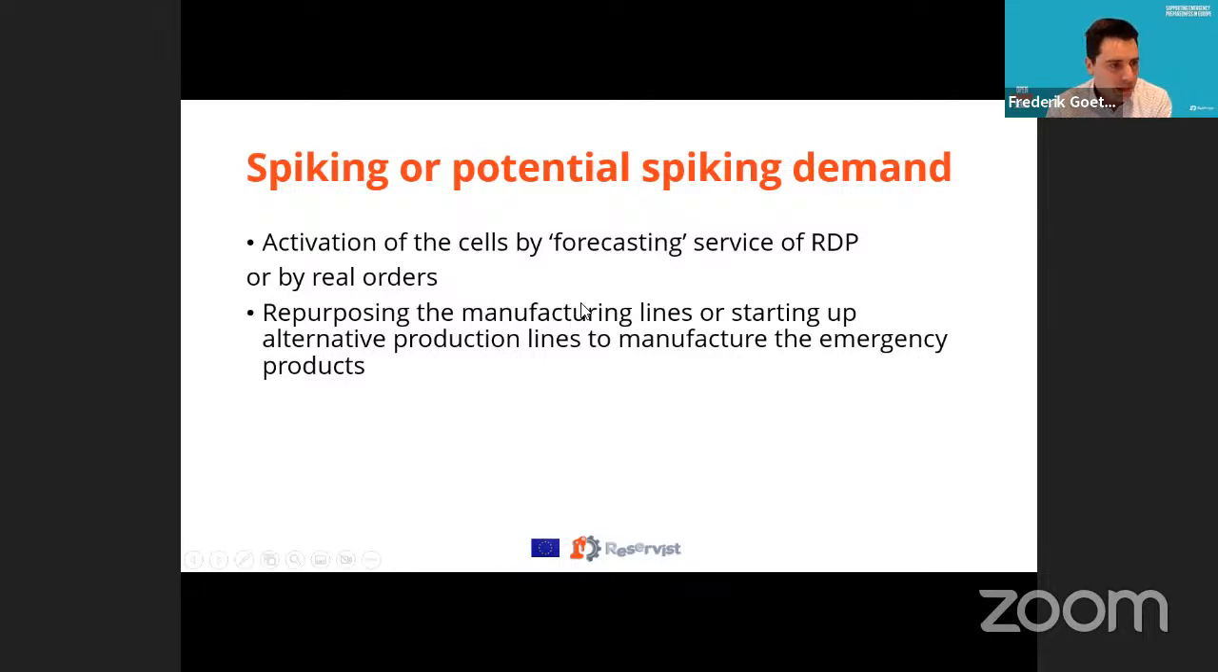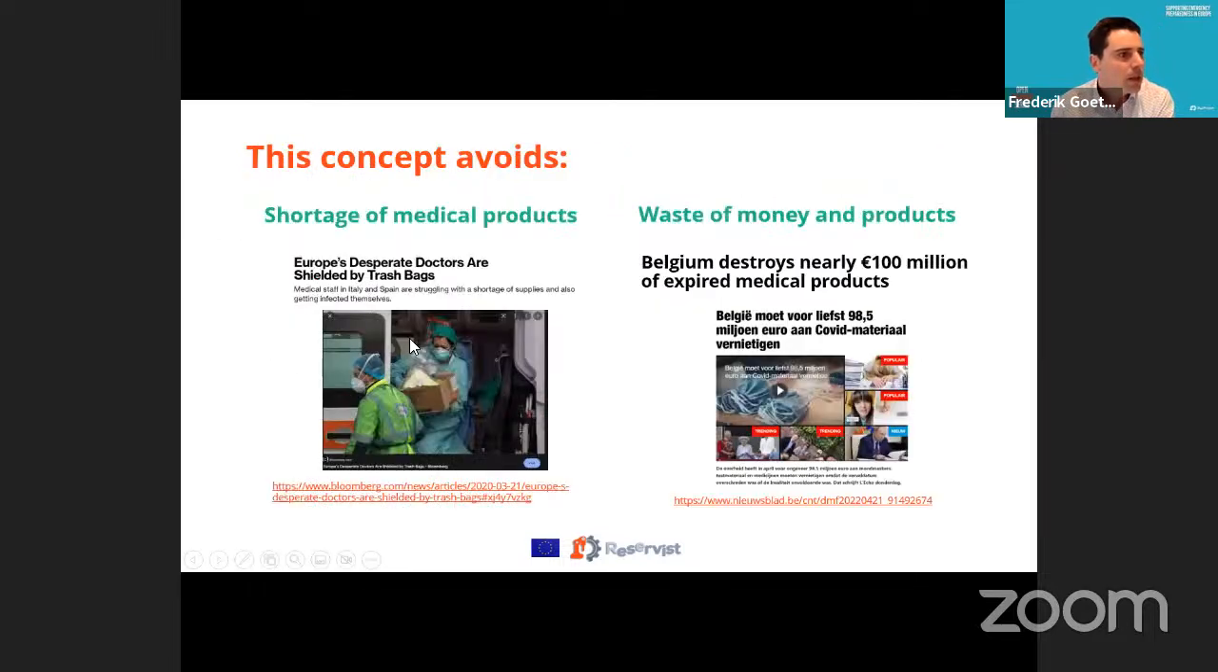Important there is also that the companies can repurpose their manufacturing lines, or they have manufacturing lines in sleeping mode that can also be activated to make sure that the products can be produced. So, with our concepts, we will avoid the shortage of medical products in crisis situations, like it was the case during the COVID pandemic.